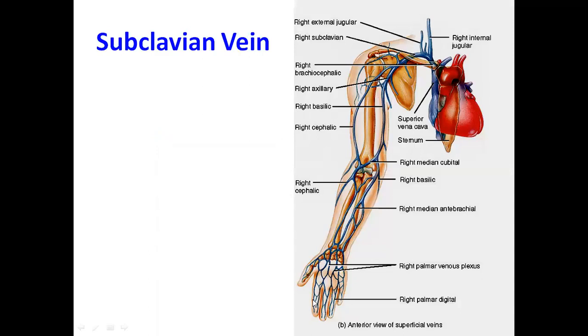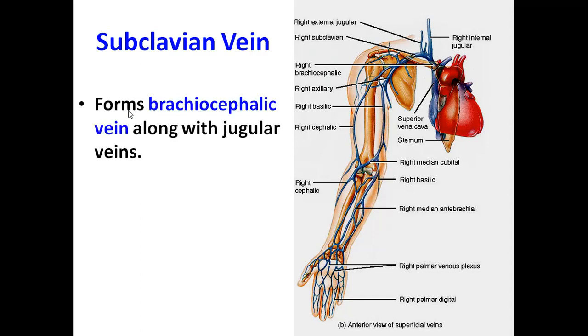Again, let me summarize the deeper veins. Palmar digital veins, palmar venous plexuses. Then we have radial veins, venae comitantes, ulnar veins, venae comitantes, brachial veins, venae comitantes. The brachial veins, two sets of venae comitantes, drain into the basilic vein. Basilic vein is draining into the axillary vein. Axillary vein is draining into subclavian. Subclavian into brachiocephalic, into superior vena cava. Superior vena cava into this chamber, that is the right atrium of the heart.